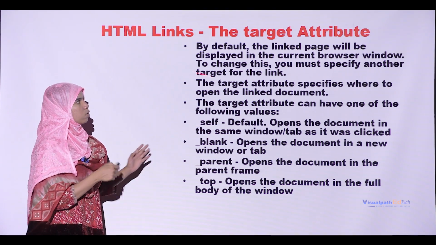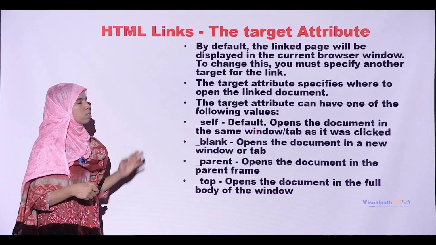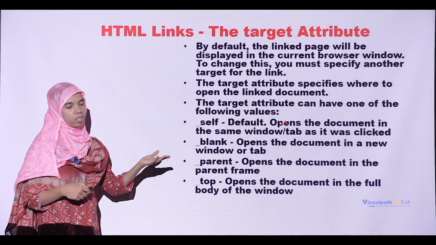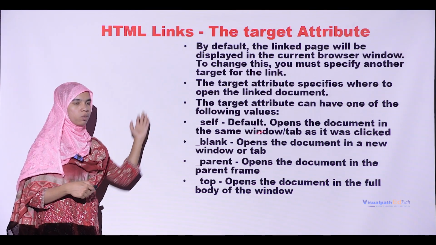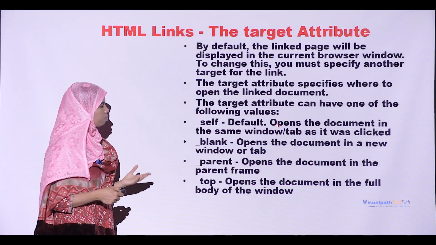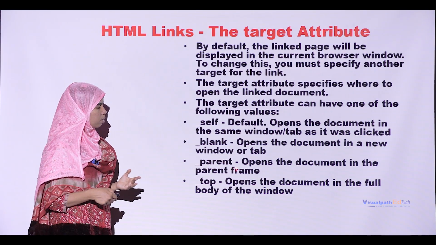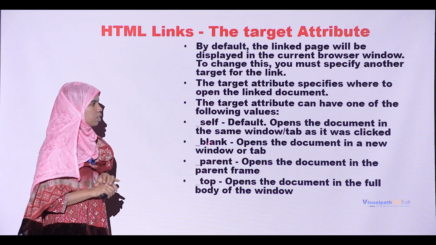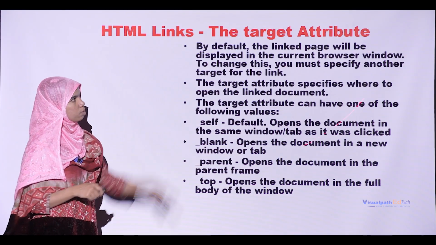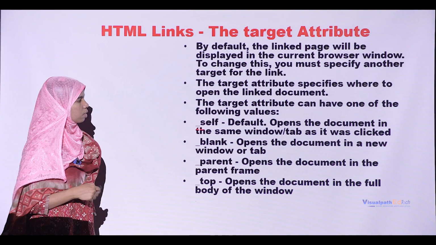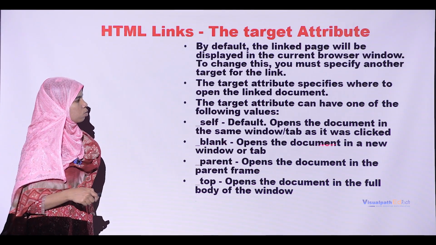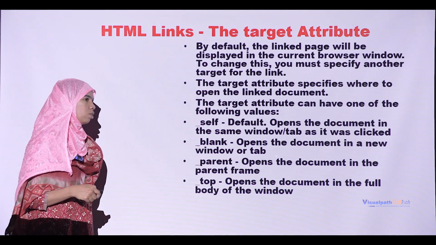Suppose you are currently on this browser. The target attribute will help you open the next hyperlink in this current browser only, or open it in a new blank web browser, or parent, or top. Self is the default, it opens the document in the same window. In this window only it will open. If the value of target is blank, it opens the document in a new window or a new tab.